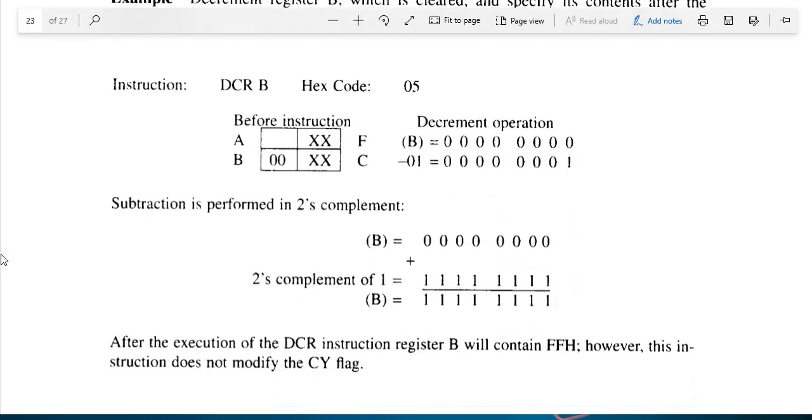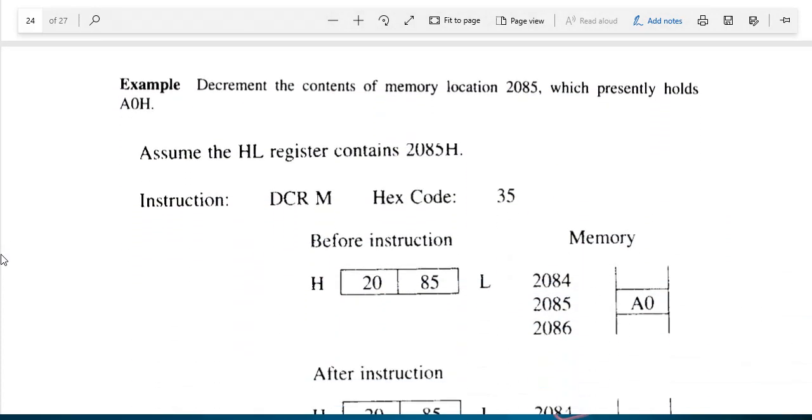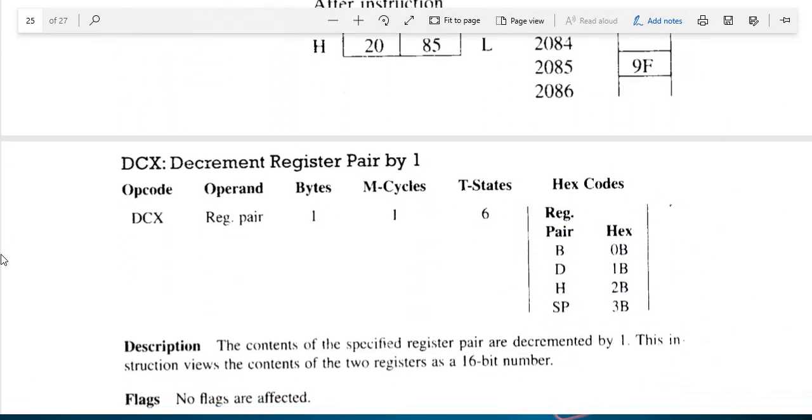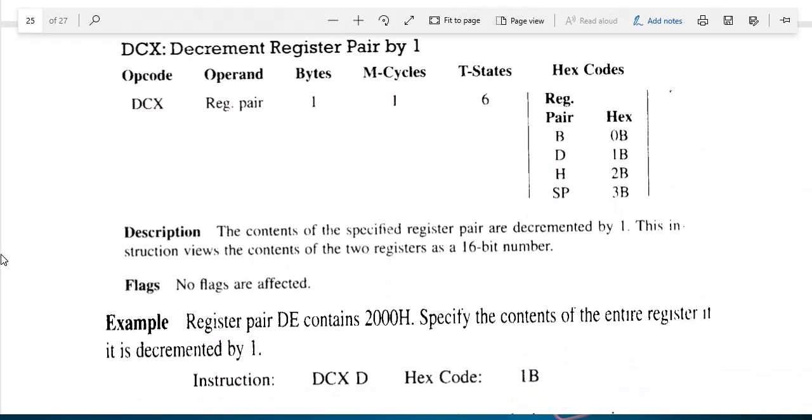In the same manner, we have the instruction DCX. It is used to decrement the content of a register pair by 1. For example, if I write DCX B, it means BC minus 1 and the result goes back to the BC register pair. Here the register pair can be BC, DE, HL or stack pointer.